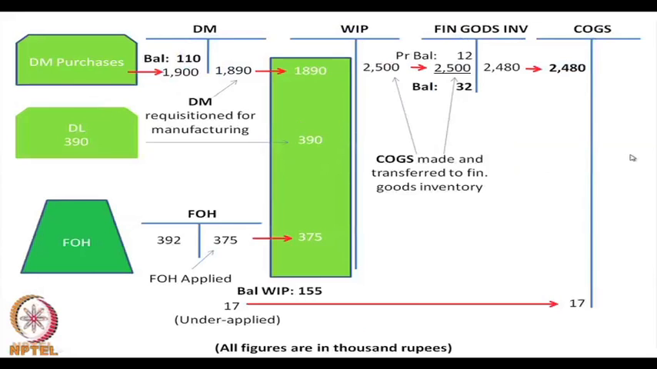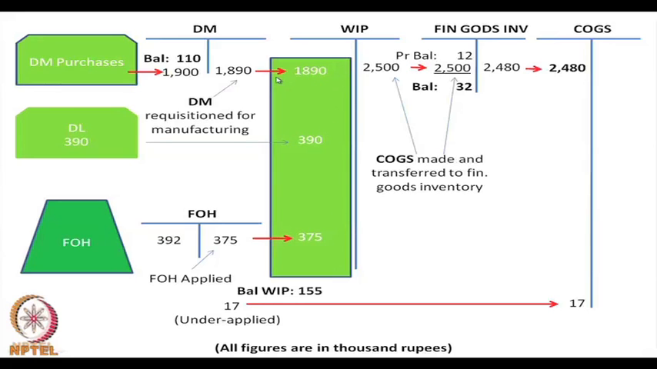Now, we show here how the cost calculations are made. These data are all in 1000 rupees. These are the two variable costs and this is the fixed factory overhead expenses. So, here we are showing that direct material is purchased, which is 1900, because every number is in 1000 rupees. So, basically 1900 means so many 1000 rupees, which is 1,900,000 rupees. This is the amount purchased, therefore, the direct material increases, the debit side increases.